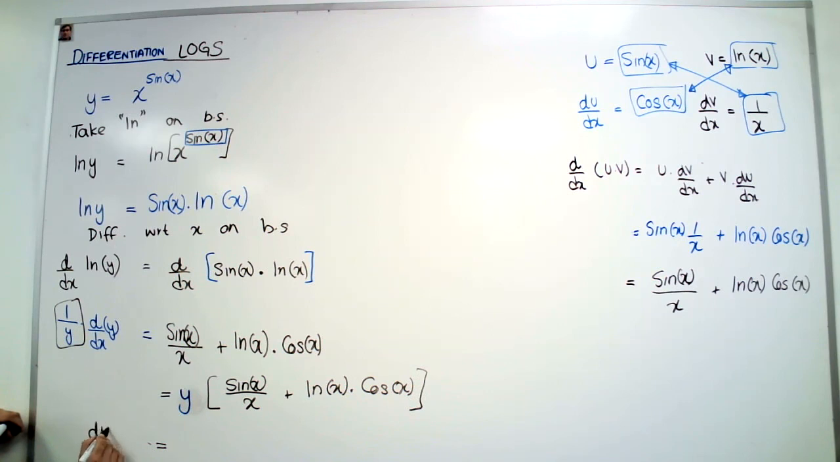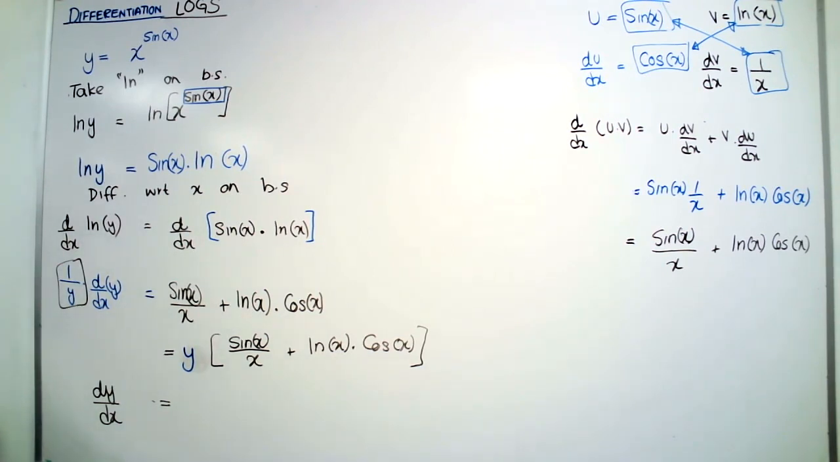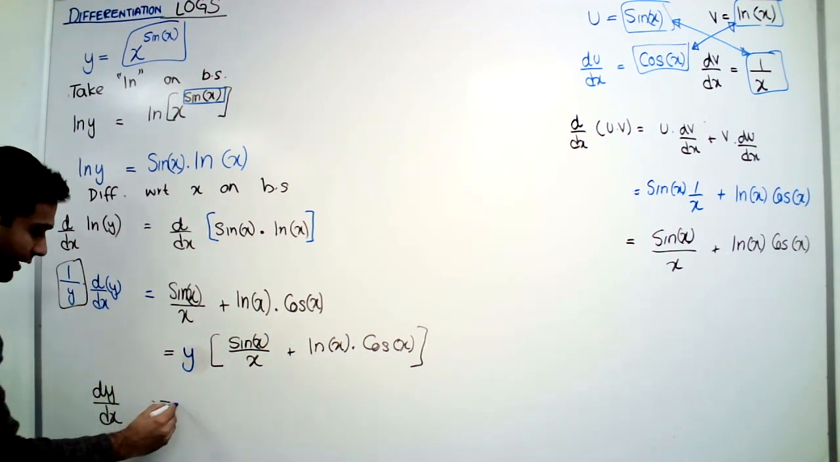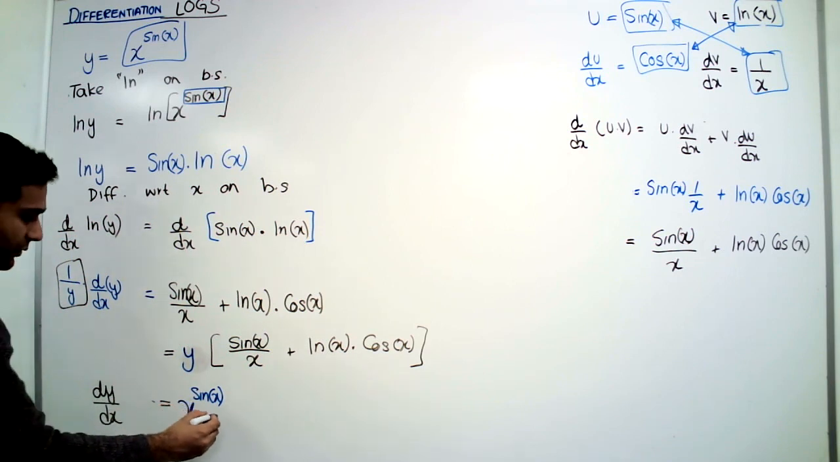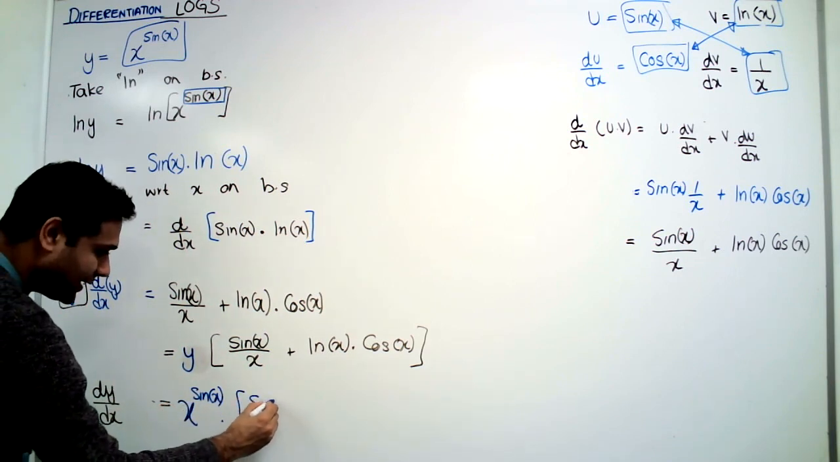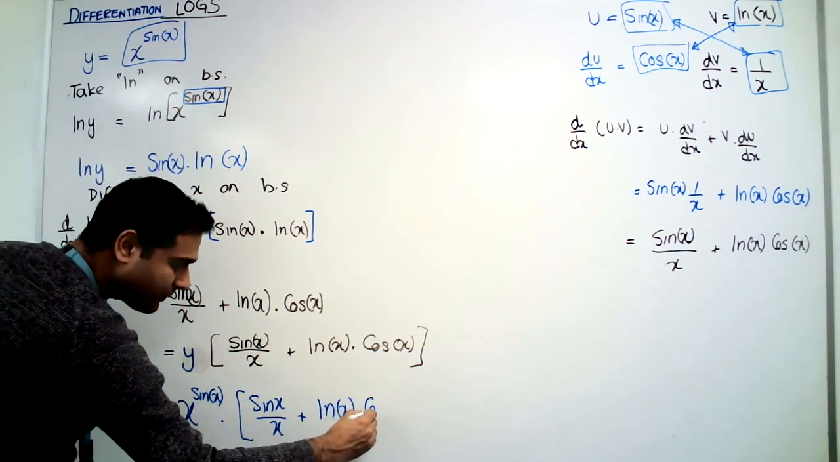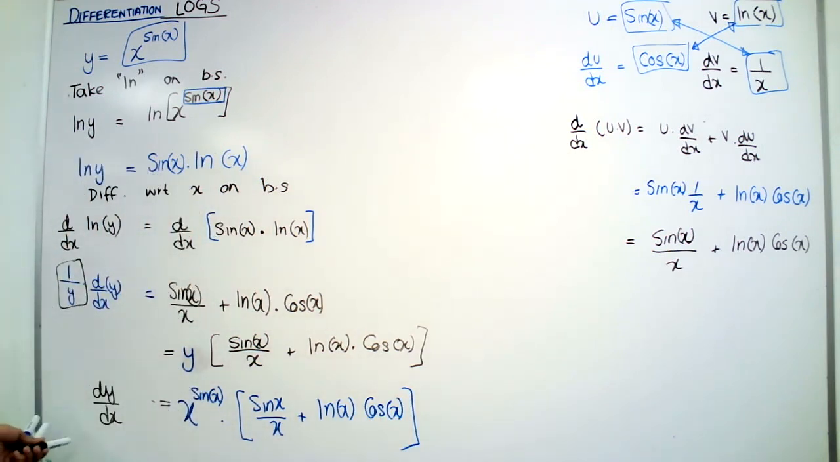Now on this side, I have dy over dx. Anyone know what y is? Y is this bit. So I just copy this from here and put it instead of this y. So I got x to the sine x, I put brackets, if you want you can, and this one as it is: sine x over x plus ln x cos x. Up to you if you want to put brackets here or not. Yeah, that's it. You can further simplify, but I don't want to multiply that inside. It is in the simplified form. That's it.